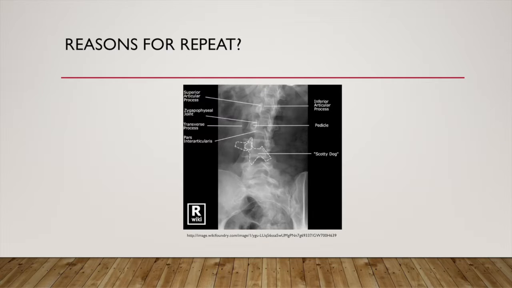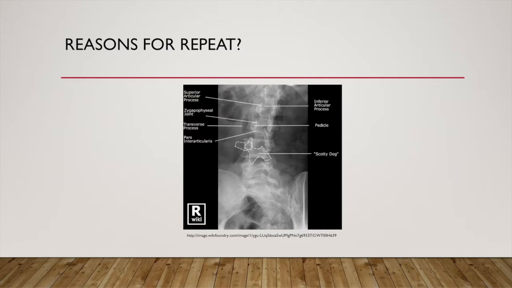To make things a little easier to visualize, I'll just give you some helpful pointers. The ear is the superior articular process, the nose is the transverse process, and the eye is the pedicle. The collar or neck would be the pars interarticularis, the leg would be the inferior articular process, and the body would be the lamina. Technologists can often lead to repeats on this exam if the patient is over-rotated or under-rotated.